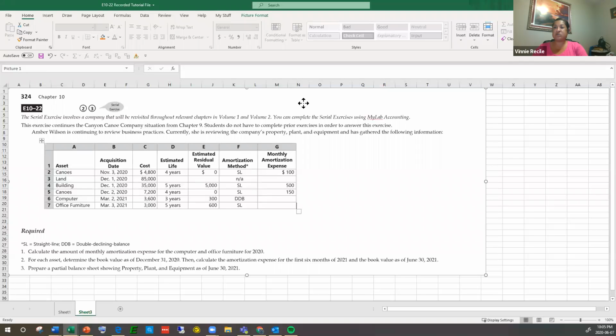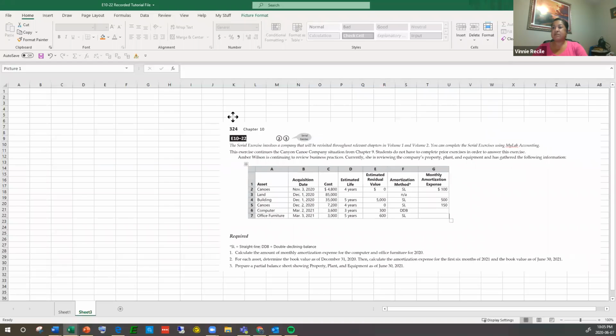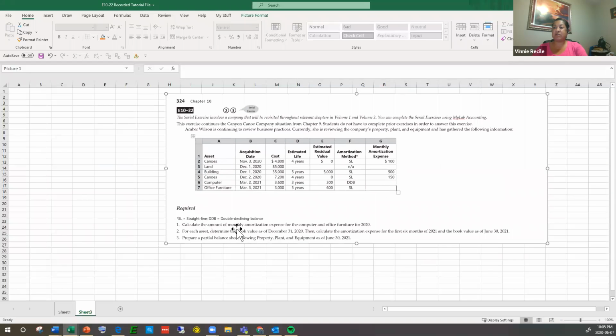So what do they want us to do in this problem? Let's just shrink this a little bit so we can see. They essentially want us to calculate the amount of monthly amortization expense for the computer and office furniture. Monthly is the key word here. For each asset, determine the book value at December 31st, 2020, and then six months later in 2021 at June 30th. And then prepare a partial balance sheet showing the property, plant, and equipment as of June 30th. So those are the three requirements they have for this problem.